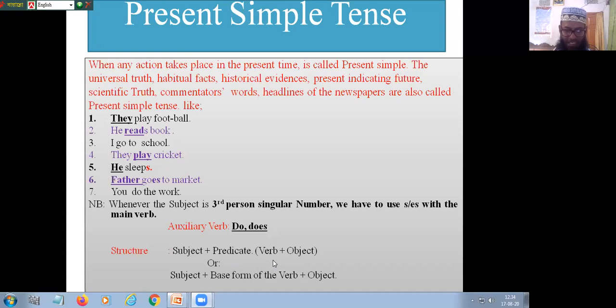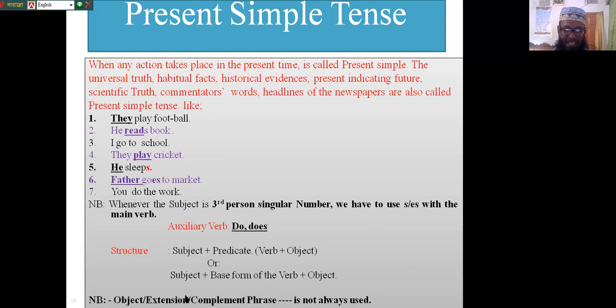In the predicate, we will get a verb, auxiliary verb, object, etc. Please look at question number 1. They play football. They is the subject, play is the verb, football is the object. So another way to write the structure: subject plus base form of the verb plus object. Okay. Object, extension, or complement phrase is not always used. Okay, let's proceed.